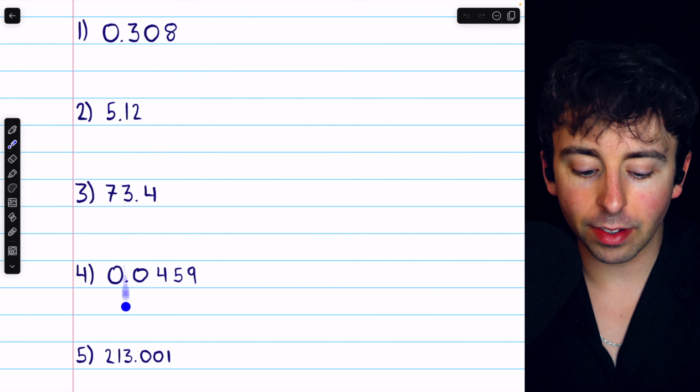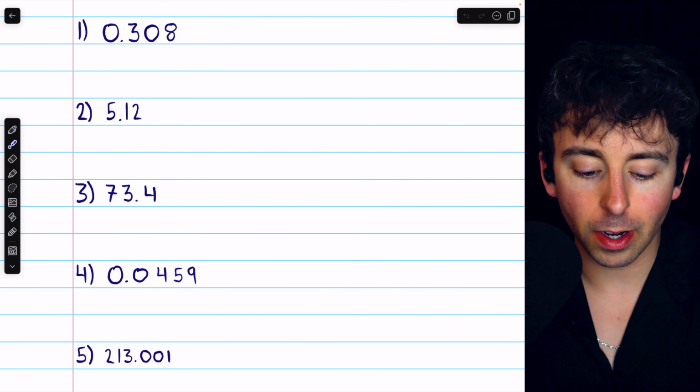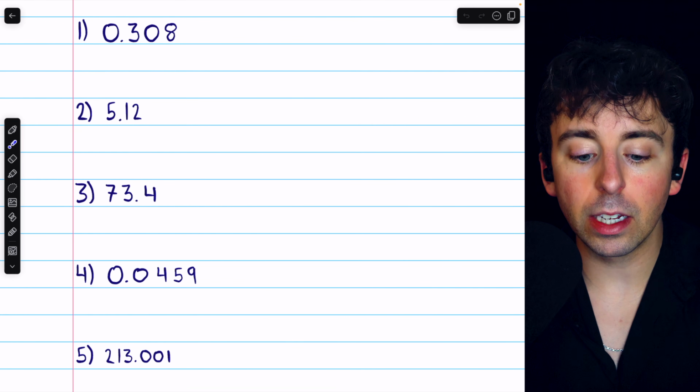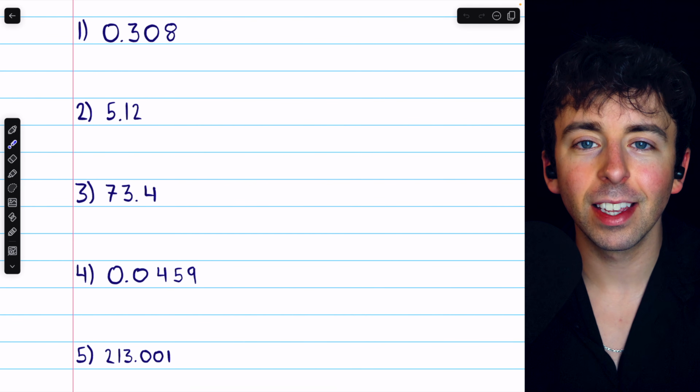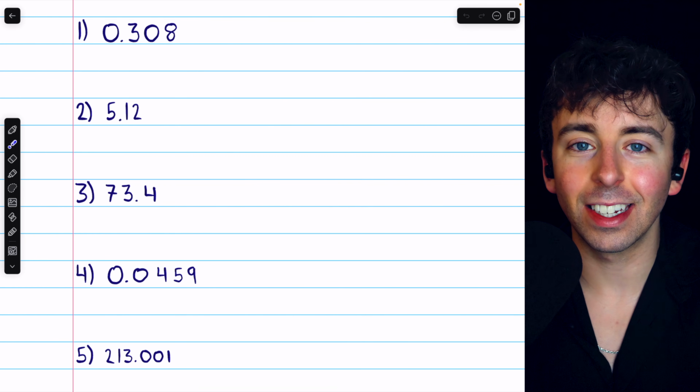Let's do these 5 examples of writing a decimal number in expanded form. This means we're going to write what each digit in the number actually represents, and then add those quantities together.